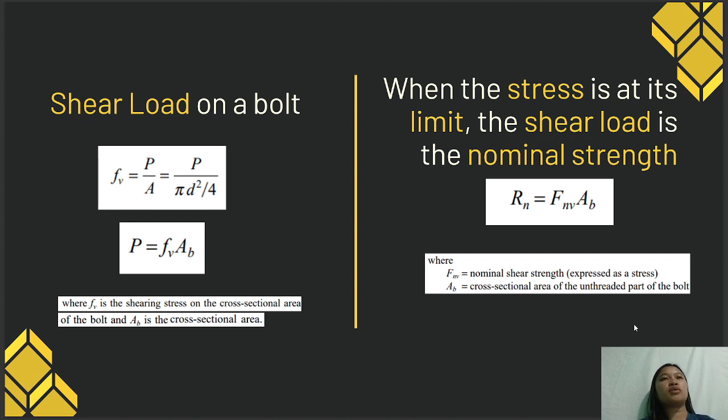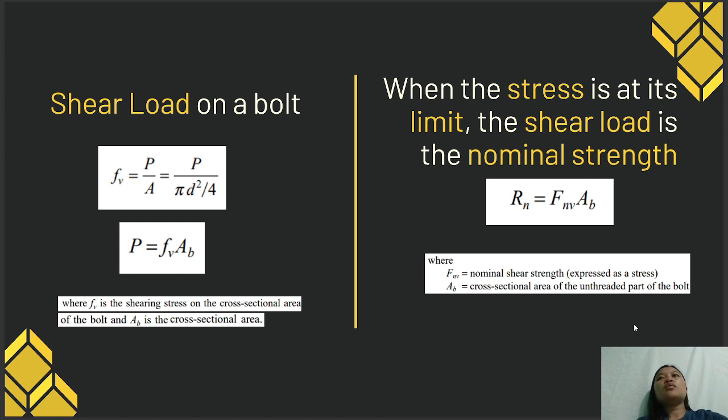From Chapter 7.2, we learned that the shear load on the bolt is Fv equals P over A, where Fv is the average shear stress, P is the load exerted on each fastener, and A is the cross-sectional area of the fastener. Reassembling, we have P equals Fv times Ab, where Fv is the shearing stress on the cross-sectional area of the bolt, and Ab is the cross-sectional area of the bolt.